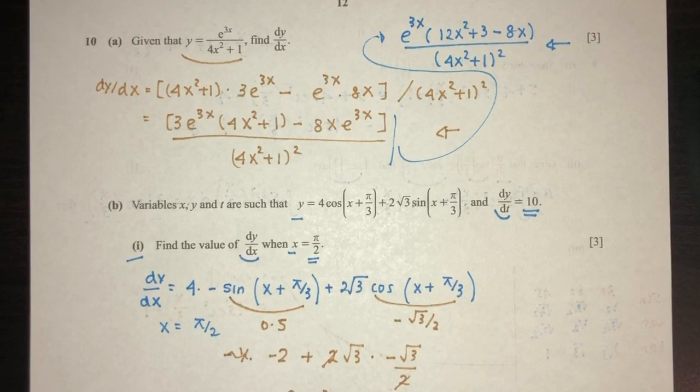So that will be the paper for the year 2017 May June paper 1-1.